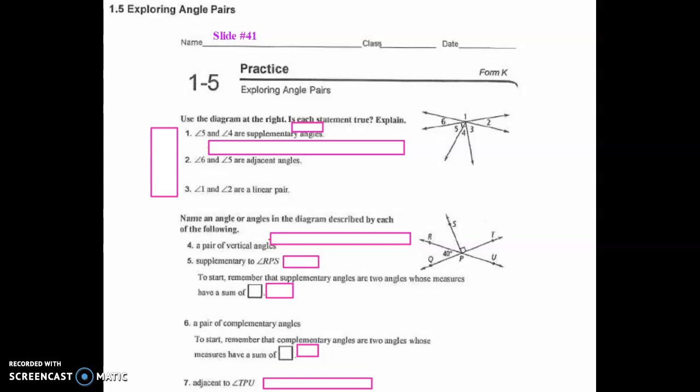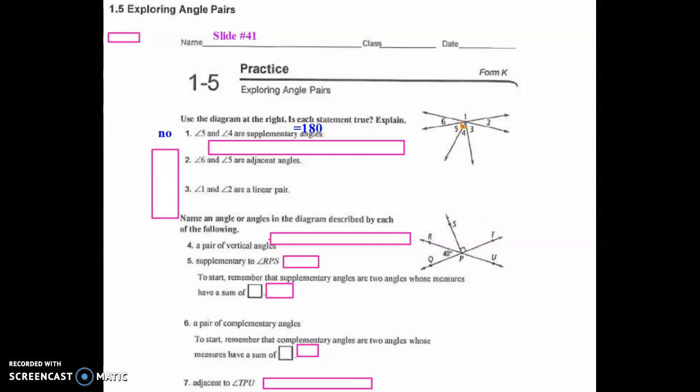Okay, folks, so this is slide number 41, and we're going to use this diagram to the right here, and it says, are angles 5 and 4 supplementary? Well, supplementary means 180, and I can see a box right here, and a box means they're complementary. So that's going to be number 1, a no.